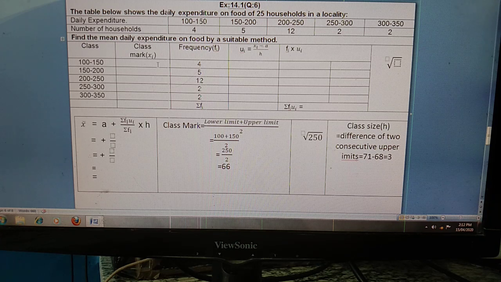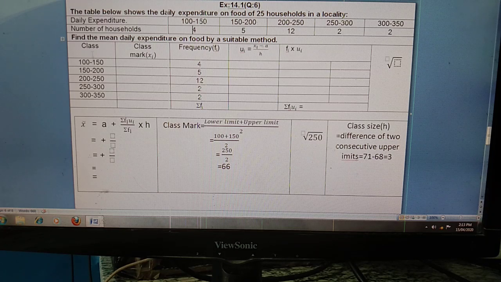Today in this video we'll solve question 6 of exercise 14.1. Let us read the question. The table below shows the daily expenditure on food of 25 households in a locality. Daily expenditure is given in terms of classes, from 100 to 150, 150 to 200, up to 300 to 350, and the number of households is given, which is 4, 5, 12, 2, 2. Find the mean daily expenditure on food by a suitable method. Again we'll use the step deviation method.